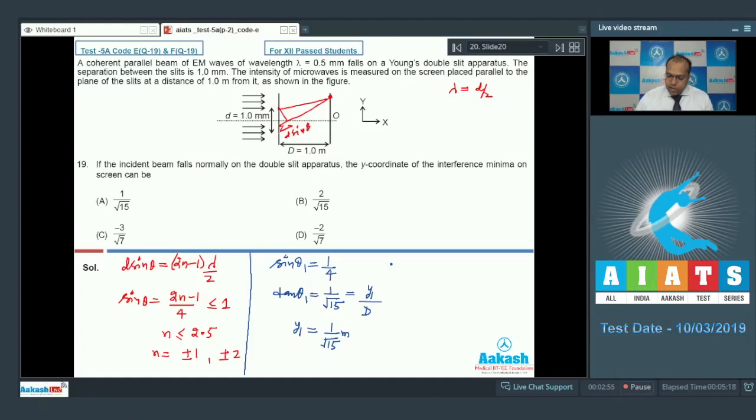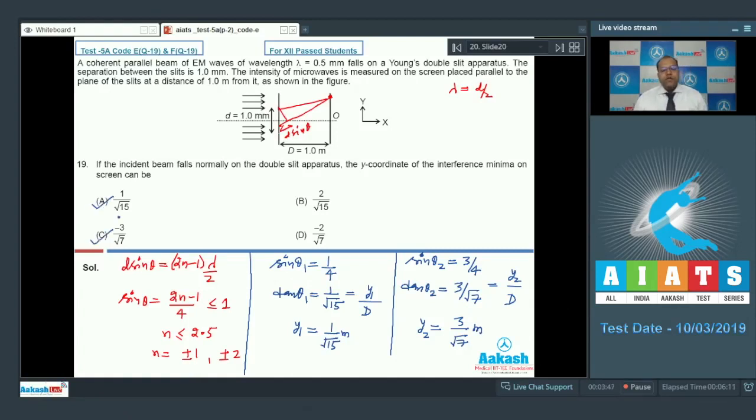Similarly, when the value of n is equal to 2, then sine theta 2 comes out to be 3 by 4. So the value of tan theta 2 comes out to be 3 by root 7, and that is equal to the second position of minima divided by capital D. So the second position of minima comes out to be 3 by root 7 meter. So option A and option C are the correct answers. The correct answer for question number 19 is option A and C.